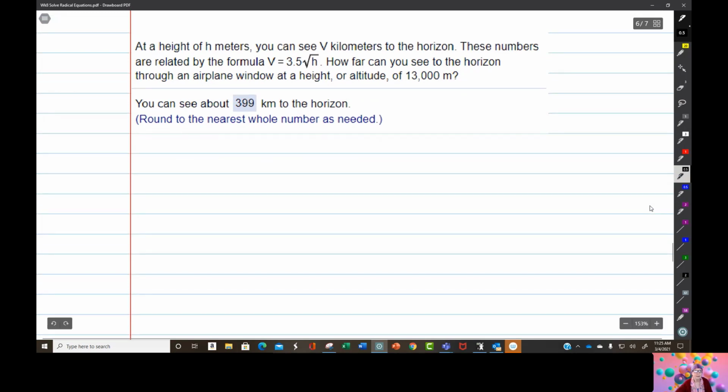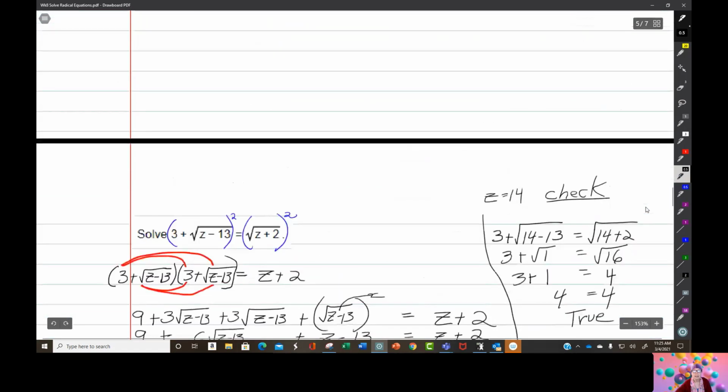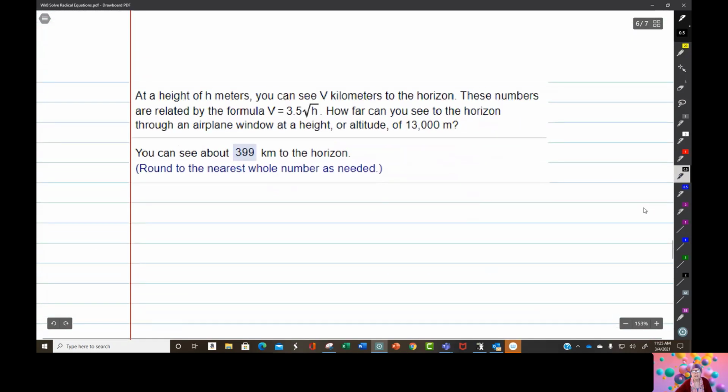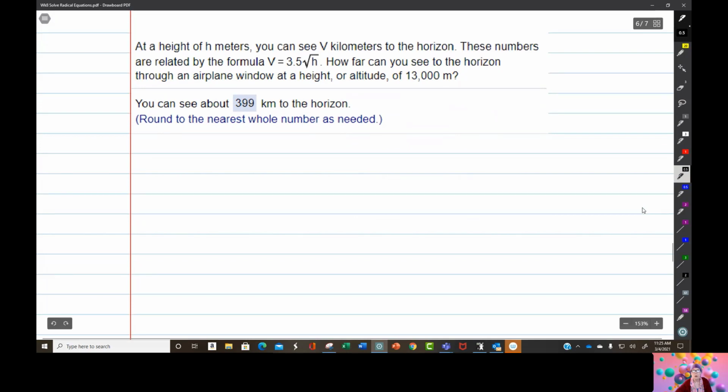Word problems. You saw these yesterday in that long list of problems. Here they are. And now we're going to take them on because we are tough. And I included the answer. Notice we're going to round to the nearest whole number. All right, let's read this. At a height of h meters above the ground, you can see v kilometers to the horizon.